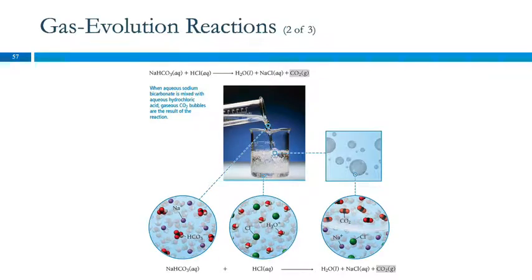Here's an illustration of that happening. A solution of baking soda being poured into an acid solution, and bubbles form. So when the hydrogen ion here attaches to the hydrogen carbonate ion, it forms carbonic acid, but then it doesn't stay together. It comes apart into CO2 and water.